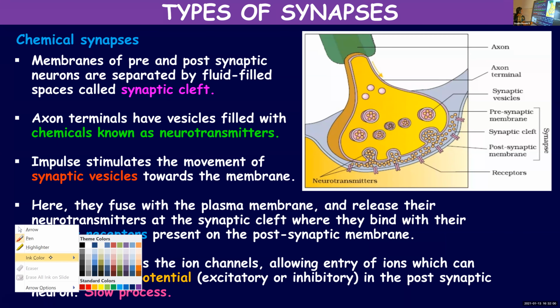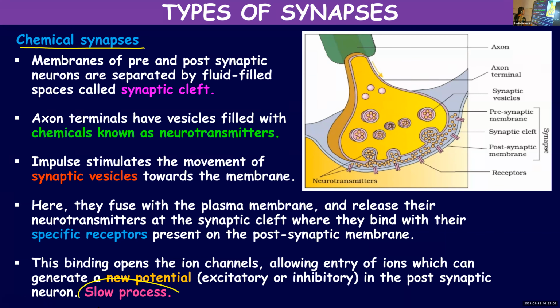Those who have doubts, just check it once again. We were discussing chemical synapses, and I told you to note that it's a very slow process. In electrical synapses, which we discussed already, the two neurons are in close proximity. But here, the pre and postsynaptic neurons are separated by a synaptic cleft. What is special about the synaptic cleft? It's a fluid-filled space. Okay, so that point is over.